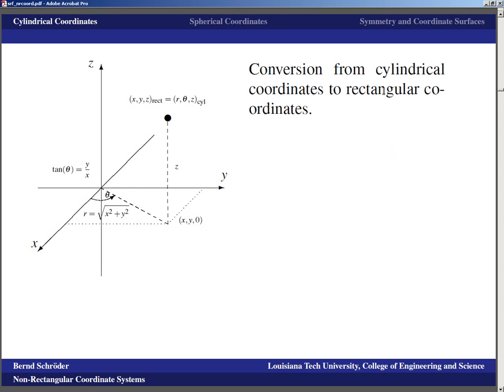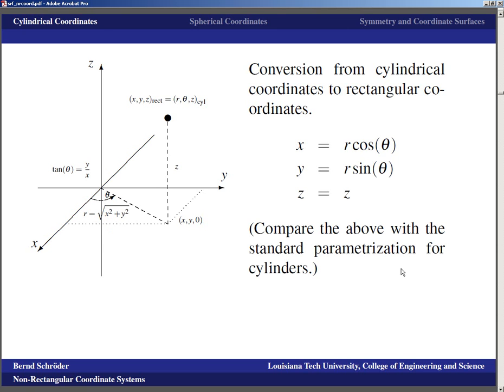If we want to convert from cylindrical coordinates to rectangular coordinates, well, let's see. Cosine theta is x over r, and so that means x is r cosine theta. Sine theta is y over r, so y will be r sine theta, and z is z. So again, knowing the geometry or remembering polar coordinates basically does the trick in our conversion to and from cylindrical coordinates.